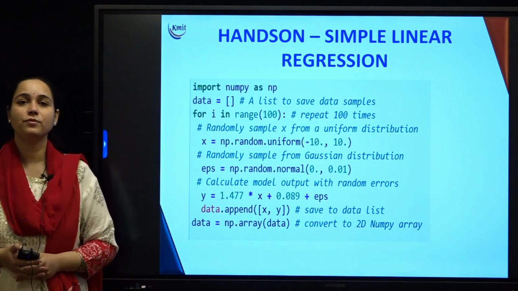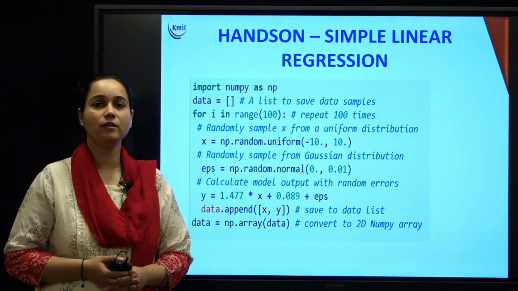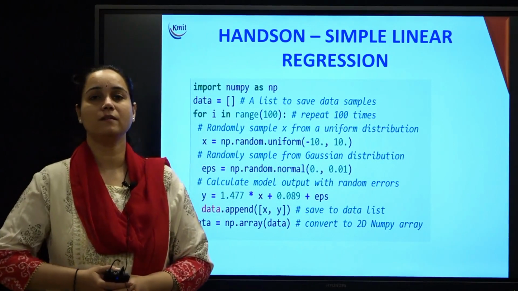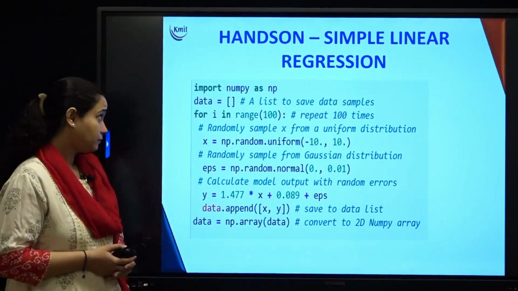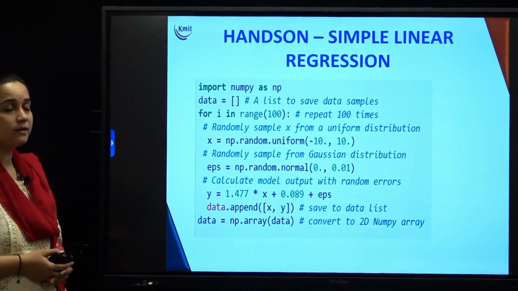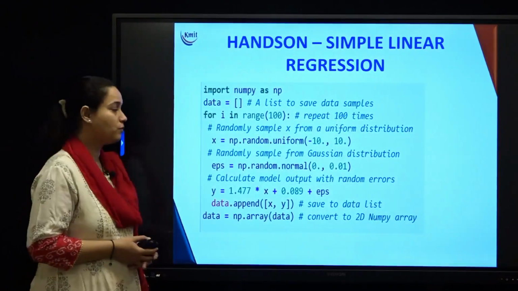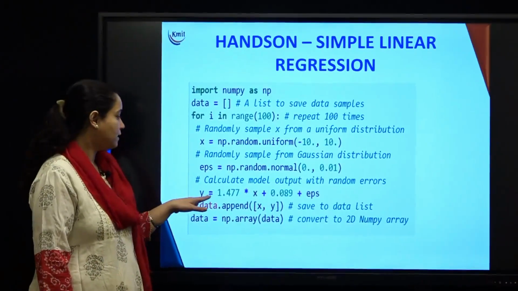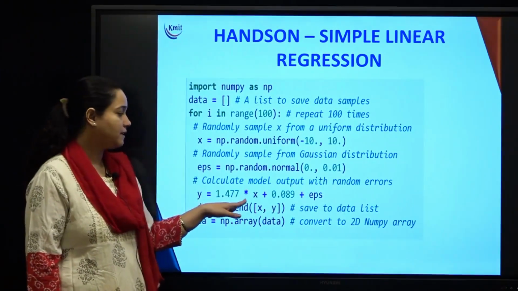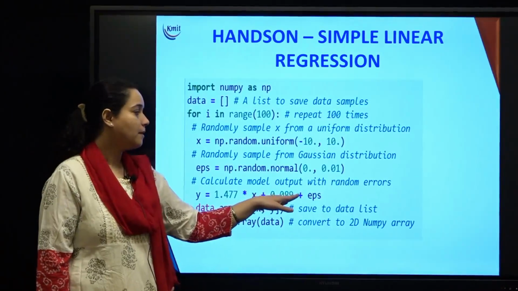Hello dear students, so today we are going to see a hands-on on how to implement a simple linear regression neuron model. What we are trying to do here is pick up a linear regression model of the mathematical equation y = 1.477x + 0.089 + epsilon.